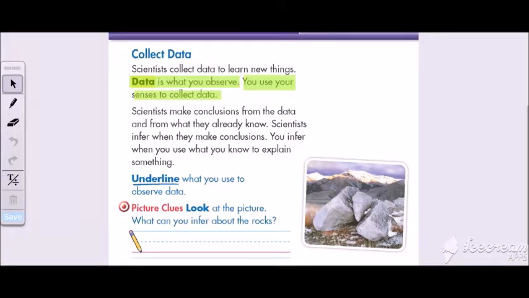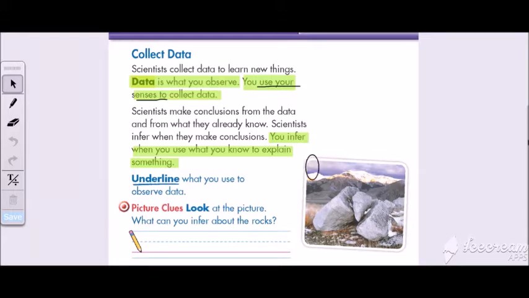So, scientists collect data and make a conclusion, then they infer. You infer when you use what you know to explain something, to understand and then produce your opinion. And now at page 193, the book is asking you to underline what you use to observe data. Very well, we use our senses to collect data.